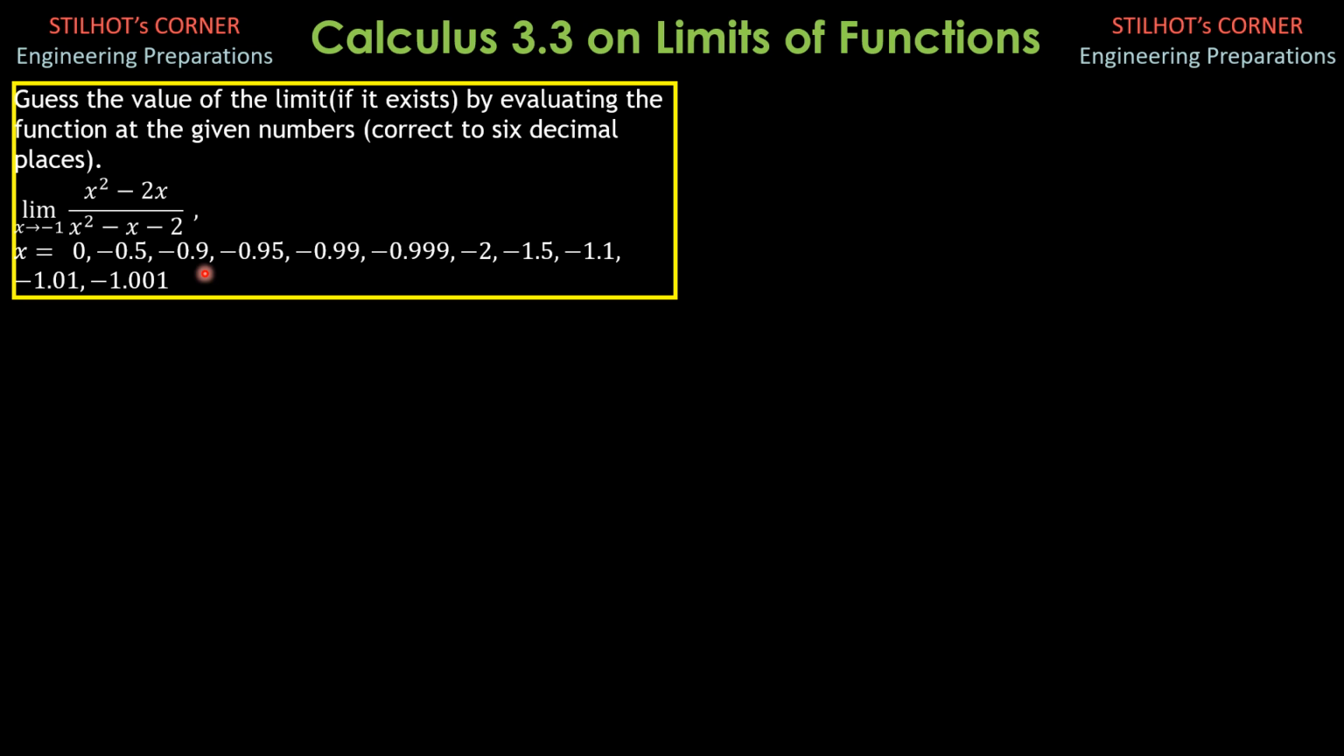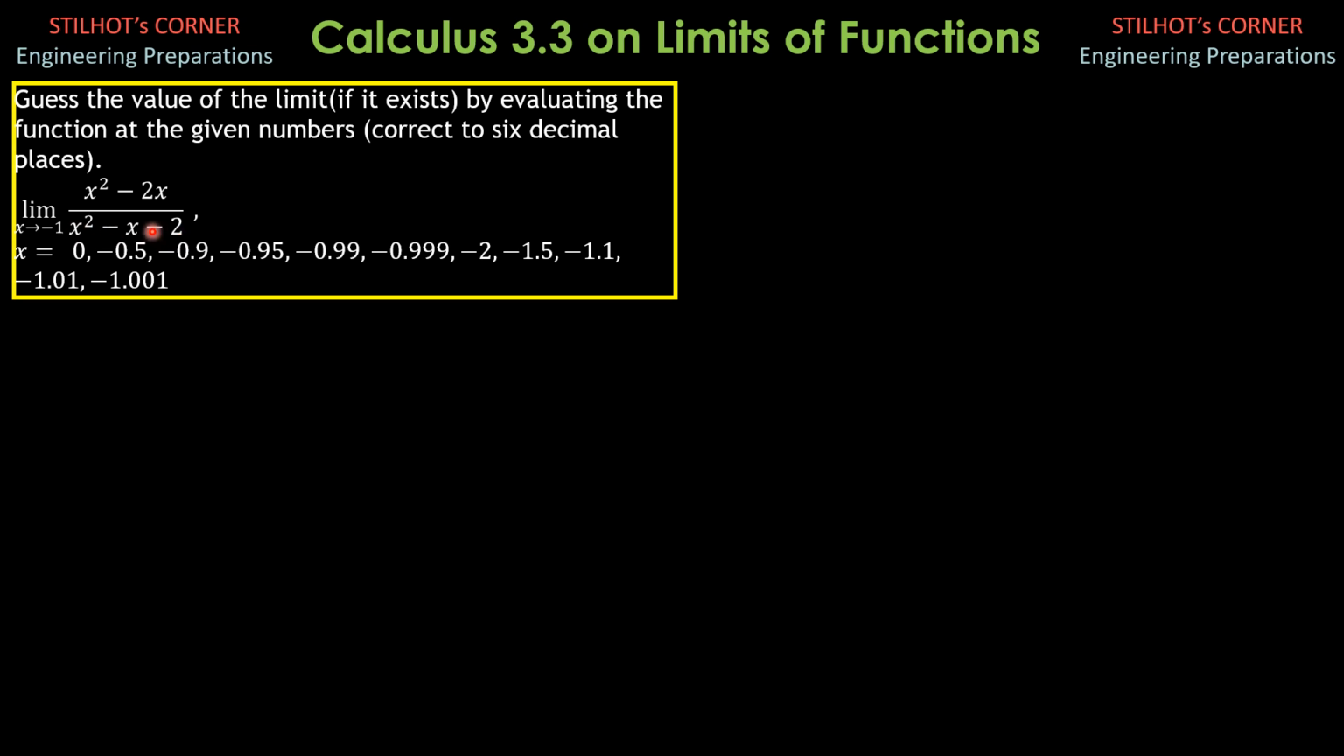So when x approaches -1, we have -1.001, which is to the left of -1, and we have -0.999, which is just to the right of -1. And notice that the numerator, x squared minus 2x at -1, does not approach 0, but the denominator, (-1) squared minus (-1) minus 2, approaches 0.